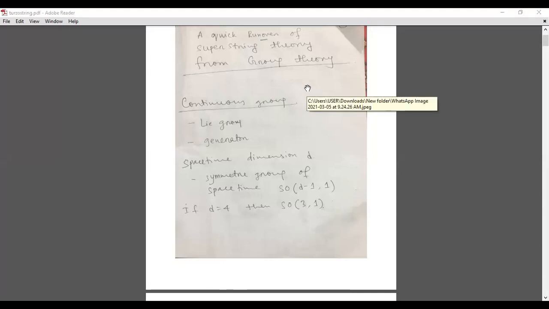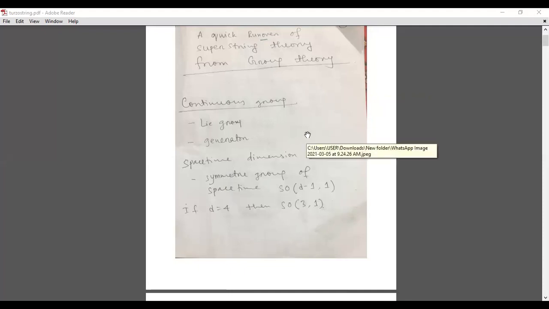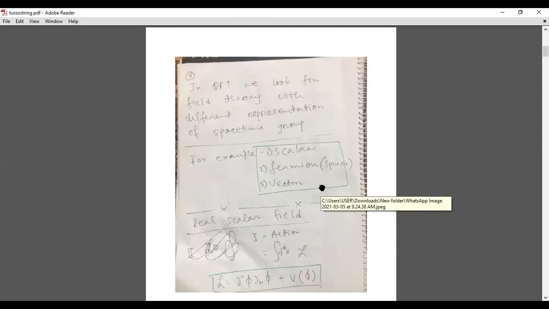So basically, all of us know about continuous groups, and when we write a quantum field theory, there is always a space-time symmetry. So in our case, it's a four-dimensional symmetry, right? Because we live in a four-dimensional world. But if you want a d-dimensional space-time, then you will have a space-time group SO(d-1,1). So it's all quite basic.